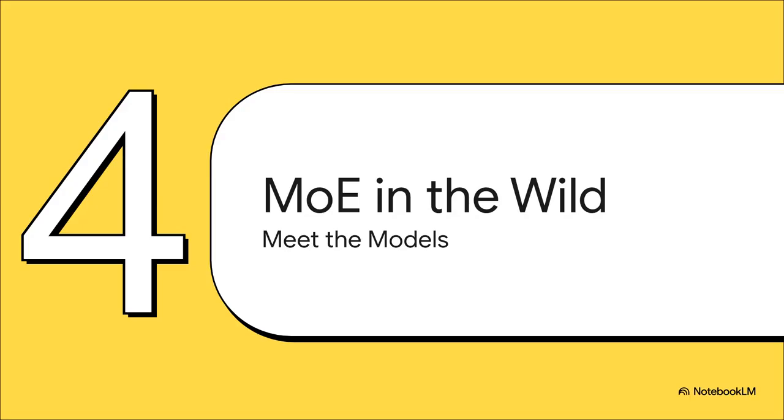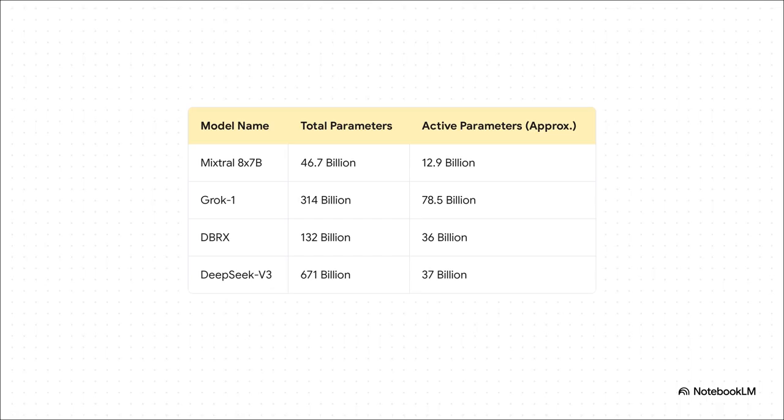Now, this isn't just some idea in a research paper. MoE's already out there in the wild, powering some of today's most powerful AI models. Let's meet some of the stars of the show. This is where you can really see the magic. Just look at these numbers. Mixtral has a total of almost 47 billion parameters, but for any one task, it only uses about 13 billion.